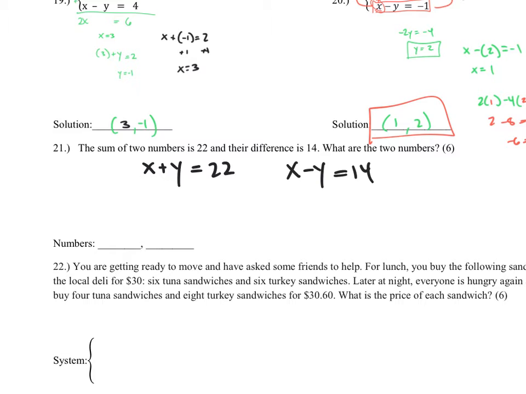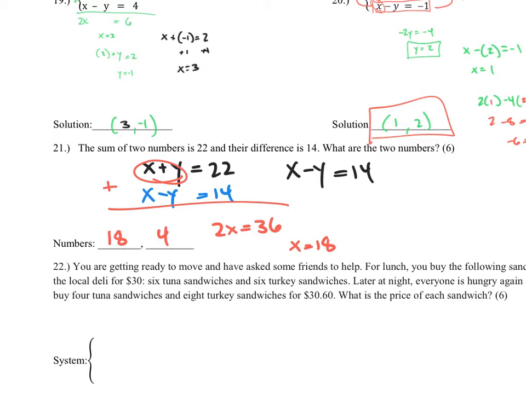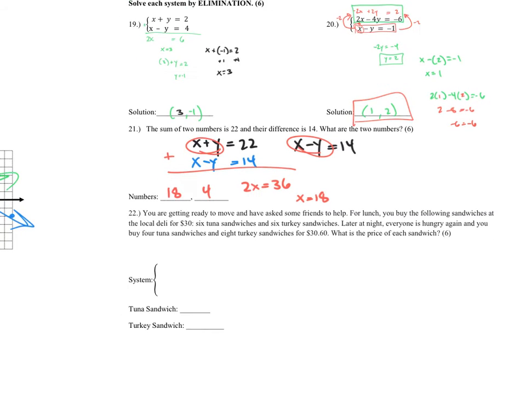So this could be a good elimination scenario, to where I'm just going to stack these equations together and then add them up. So we'll get 2x is equal to 36. So x is equal to 18. And if x is equal to 18, that means that y must be 4. And you could try that on both of those. 18 plus 4 is 22. 18 minus 4 is 14.